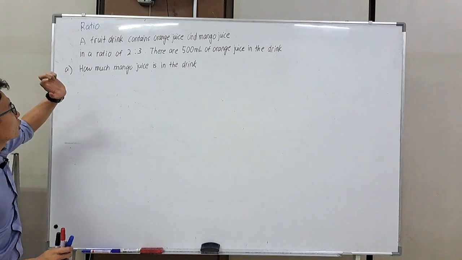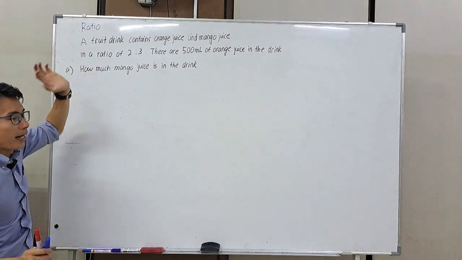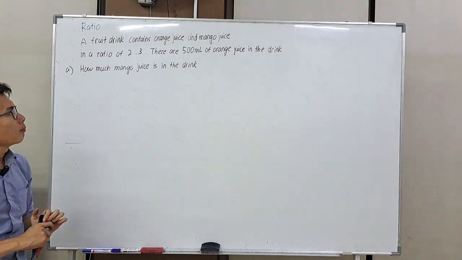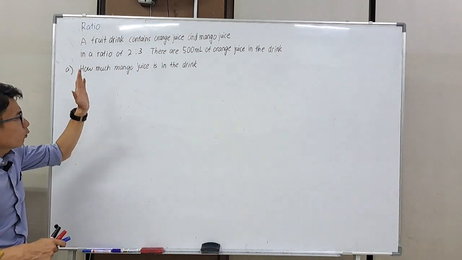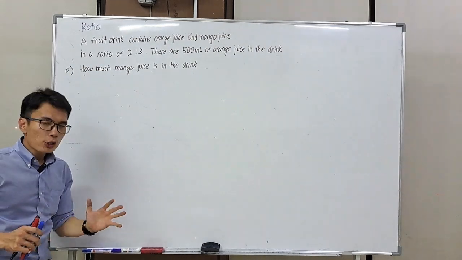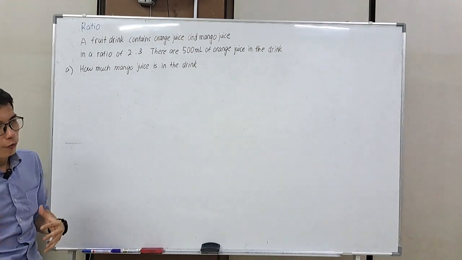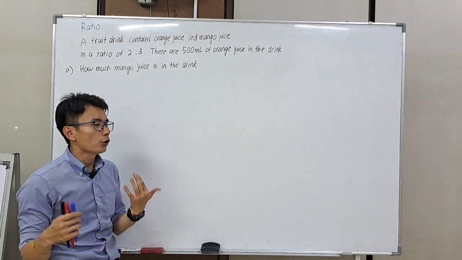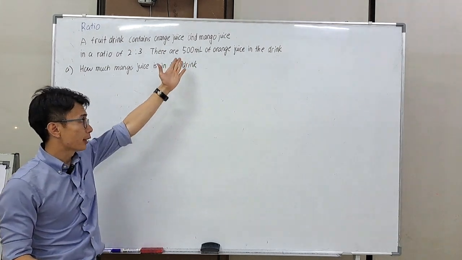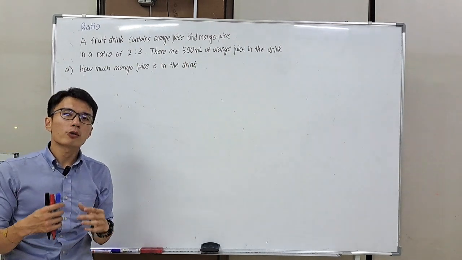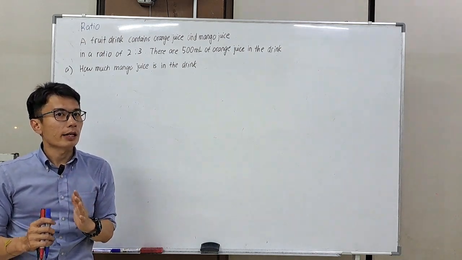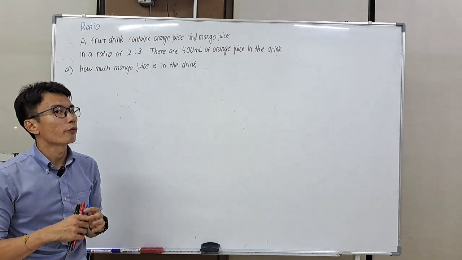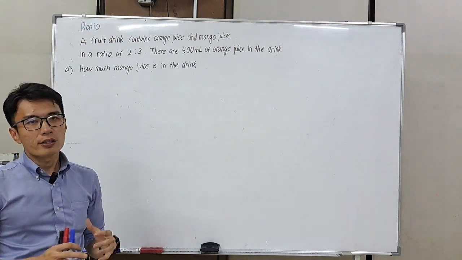Now, let's take a look at an example of a ratio question. For a ratio question, there's actually a lot of different ways that you can use to solve a ratio question like this one. But today I'm going to share with you the method that I prefer to do a ratio question. I call it the table method.